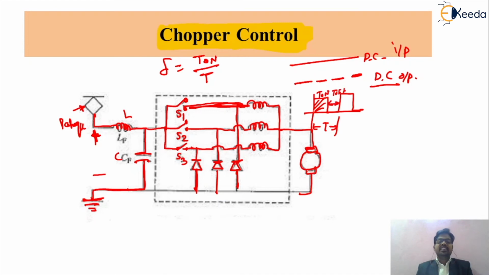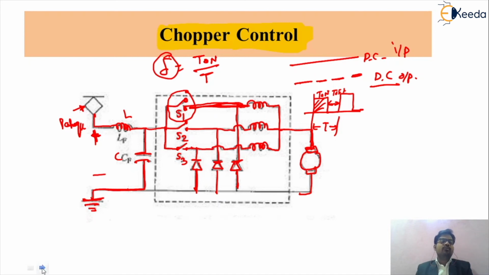So as we have seen, friends, if you want to change the duty cycle of that particular device, because instead of S1 we are using one transistor, then by changing the duty cycle of this transistor, we can change the speed of this motor. So this particular strategy we call the chopper control of your traction drive.